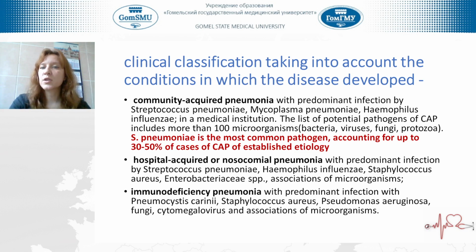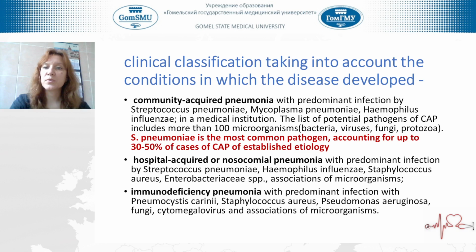The list of potential pathogens of CAP includes more than 100 microorganisms. It can be bacteria, viruses, fungi, protozoa, but Streptococcus pneumoniae is the most common pathogen, accounting for up to 30–50% of causes of CAP of established etiology. Hospital-acquired nosocomial pneumonia with predominant infection by Streptococcus pneumoniae, Haemophilus influenzae, Staphylococcus aureus, anaerobic bacteria, and associations of microorganisms.